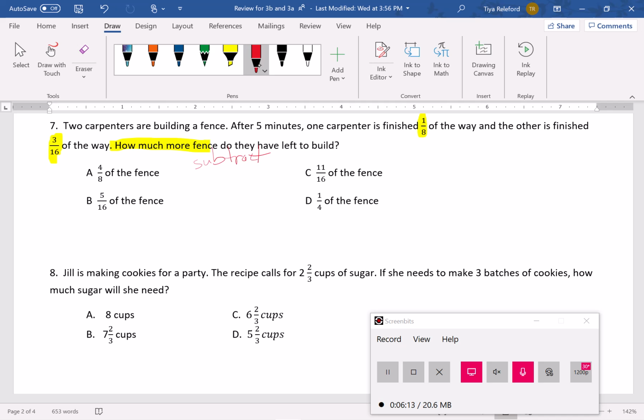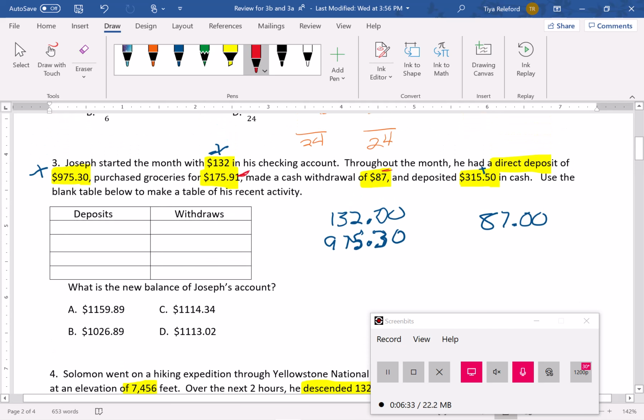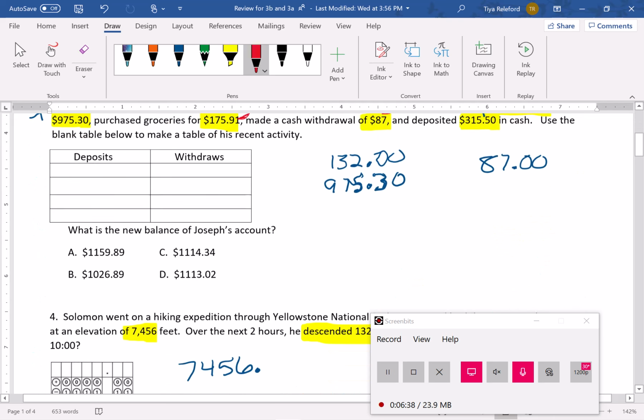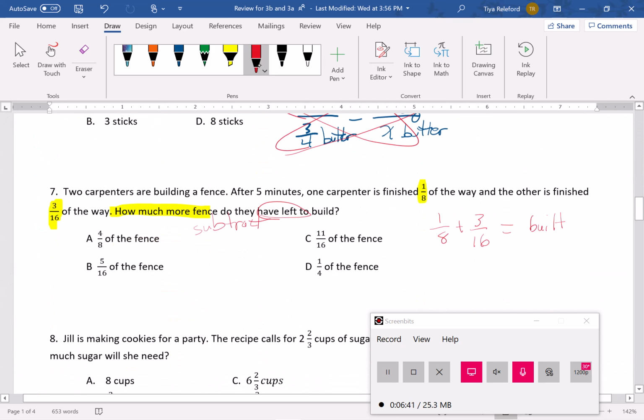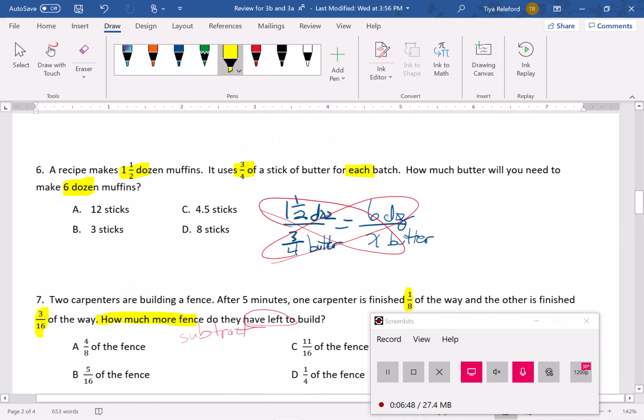You're going to need to add 1/8 plus... That's what they built. You need to know how much they have left. This one is just like number 2. So number 7 and number 2 are exactly alike. Different numbers. Number 8 is just like number 6.